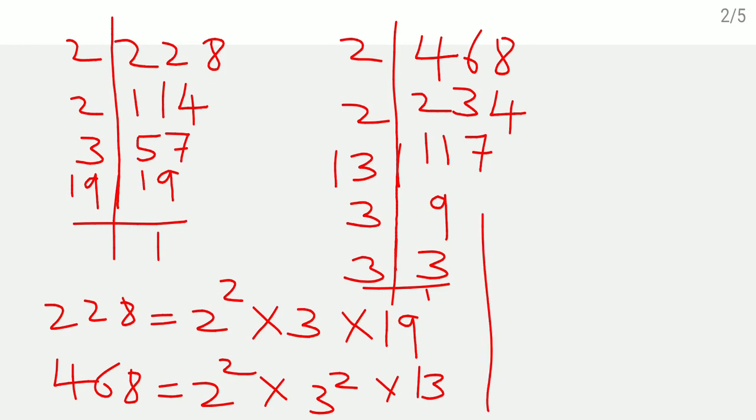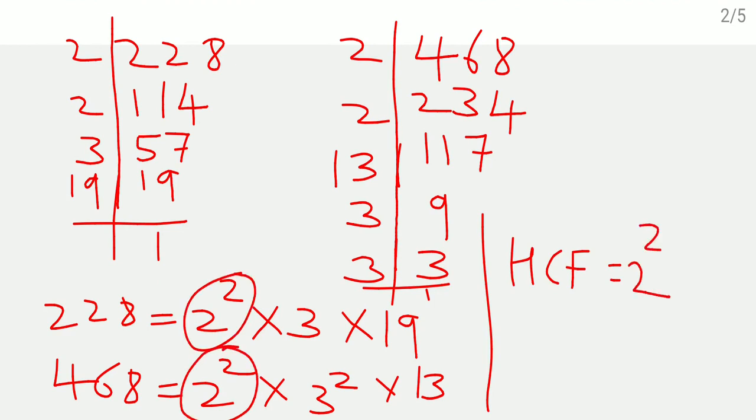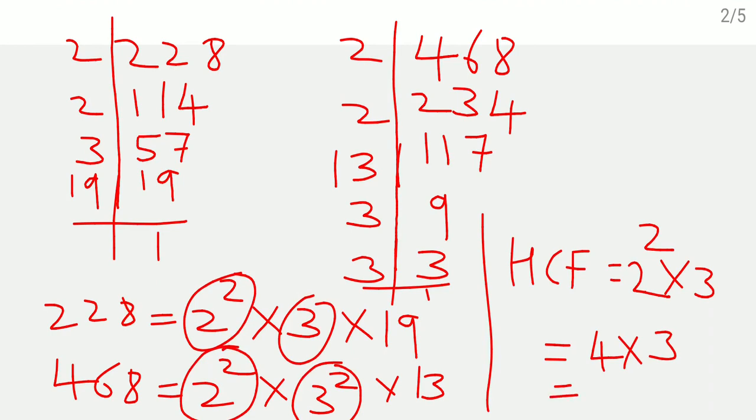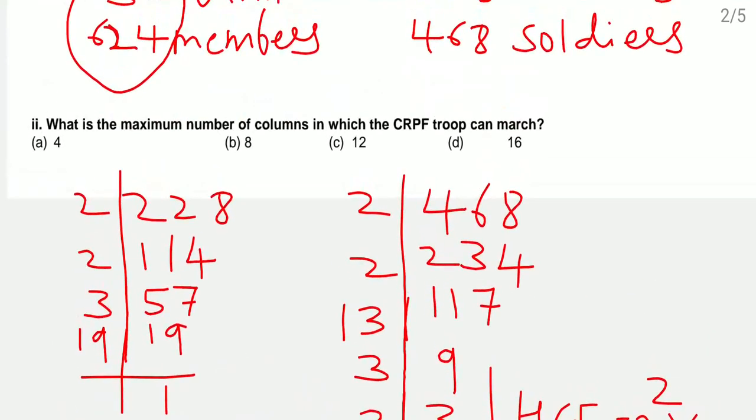Now first I'll find the common factors for the HCF. See, 2 square and 2 square, both are the same, so I will count only one 2 square. Now 3 and 3 square, who is having the least power? So 3, right? So here 4 into 3 comes as 12. So 12 is the HCF. So the maximum number of columns for CRPF is 12. So option C is the correct one.